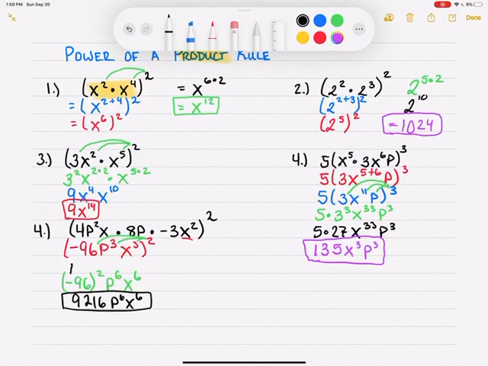The reason I put this negative inside parentheses is because I'm squaring all of negative 96, so the negative had to be included. If I didn't include it, my answer would be negative 9,216.